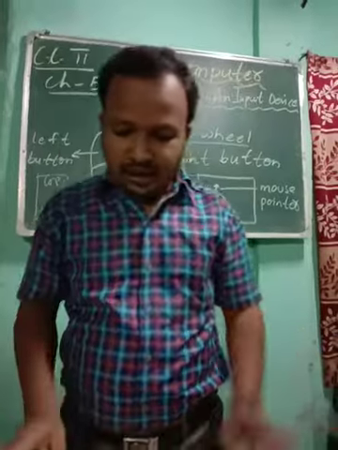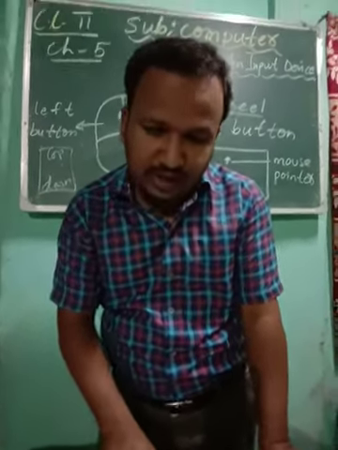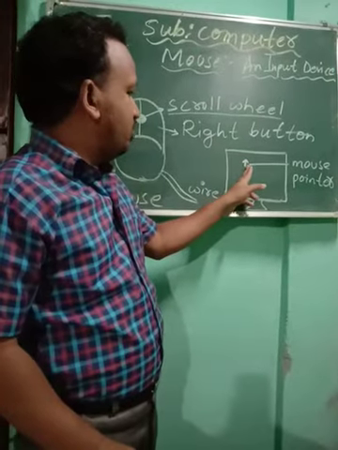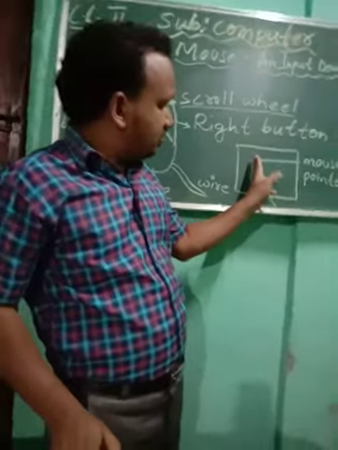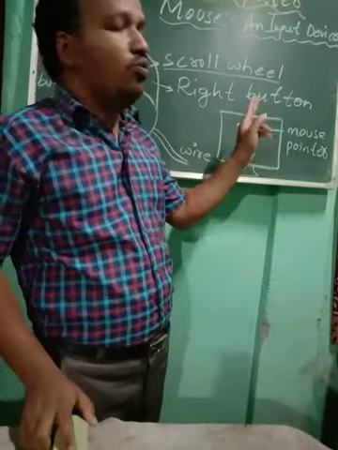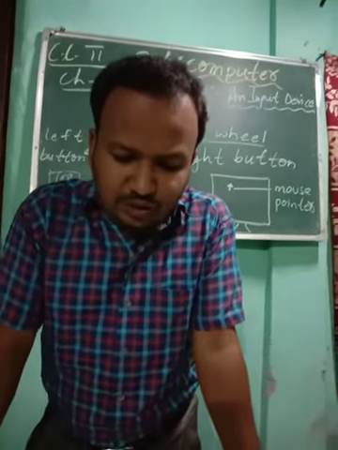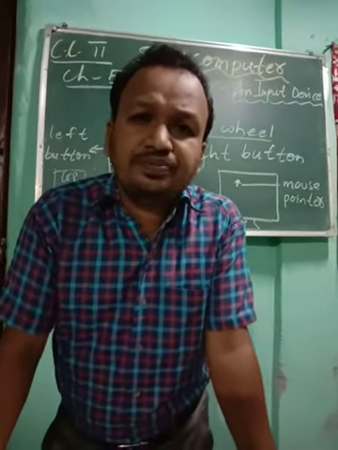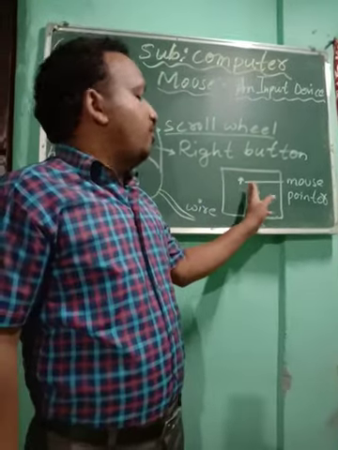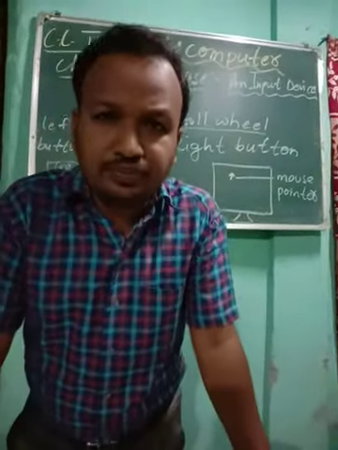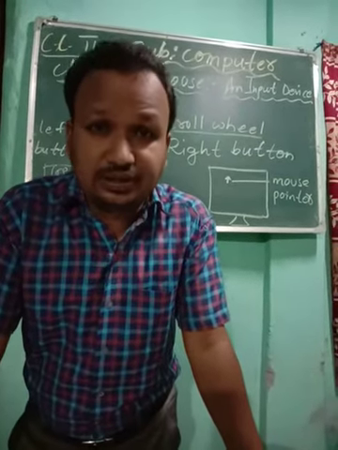Okay, and you're keeping the mouse. So when you move the mouse to the left, this mouse pointer will move to the left. If you move the mouse to the right side, the mouse pointer will also move toward the right side. Whichever direction you move the mouse, the mouse pointer will also move in the same direction.